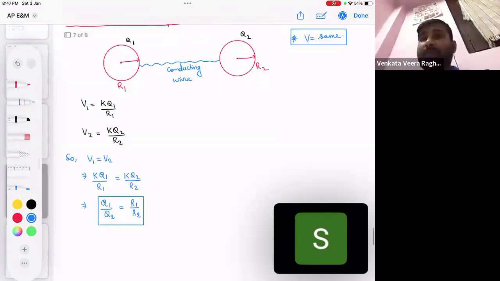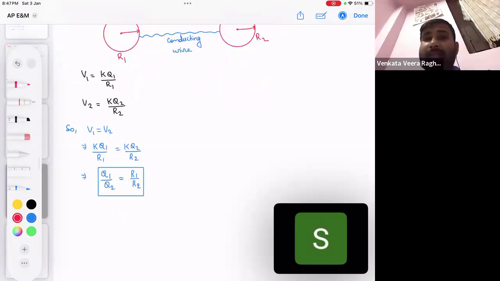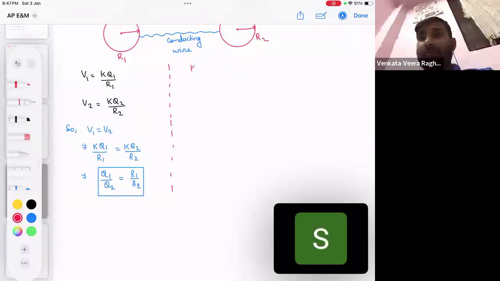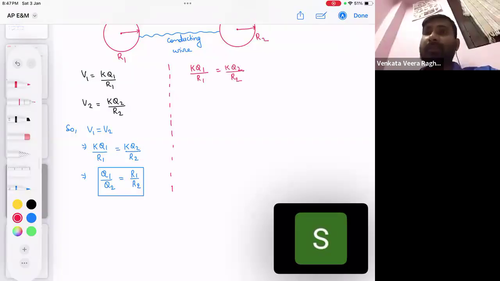Acha, tell me one more thing. You have written k q1 by r1. You will get this in many other forms. I have k q1 by r1 equal to k q2 by r2. Acha, please tell me, let's multiply r1 and divide r1.